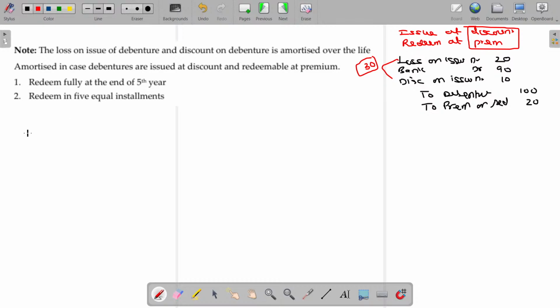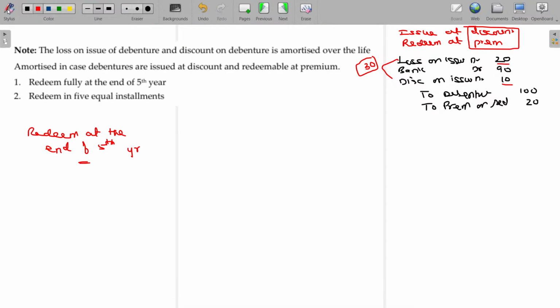See, redeem at the end of 5th year. So if supposed to redeem at the end of 5th year, this 20 and 10, how can you handle? 30 rupees is a loss. How can you handle? Every year you can debit to the P&L account 1/5, just similar to the straight line method of depreciation.